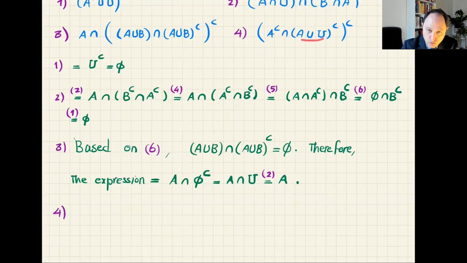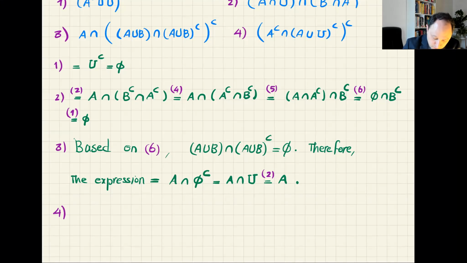I know that A union the universal set is the set itself. So let me just write it here. So this becomes equal to, I copy and paste the first part. And then I have A complement here. And then I have intersection. Instead of A union U, I just put U, the universal set. But on top of this, I have a complement here as well. So I have to put this complement here.